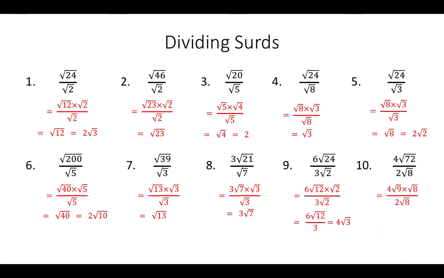And the next one, we've got 4 times root 9 times root 8 divided by 2 times root 8. The root 8s are going to cancel this time. That'll give us 4 root 9 over 2, of which eventually gives us the value 6. 4 divided by 2 is 2, the square root of 9 is 3, 2 times 3 is 6.